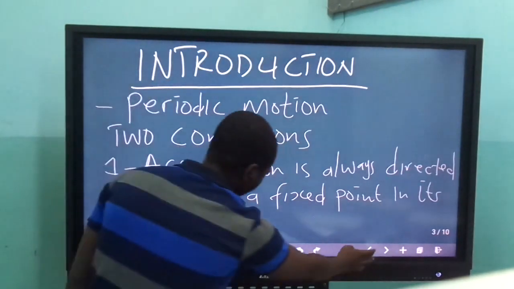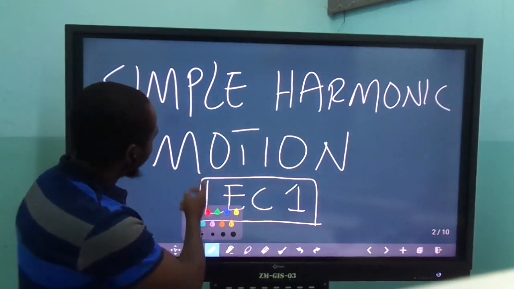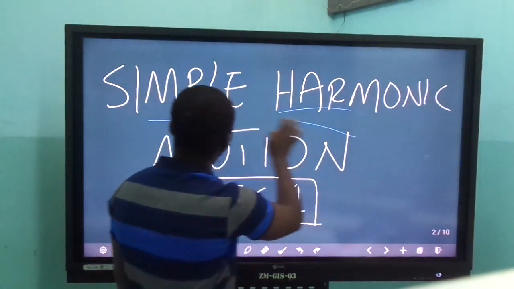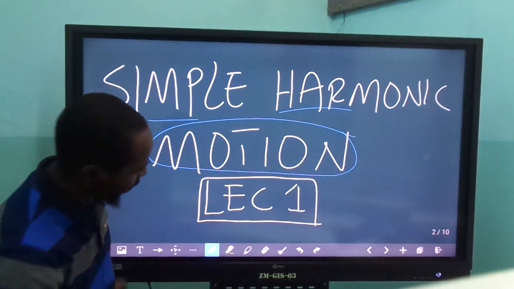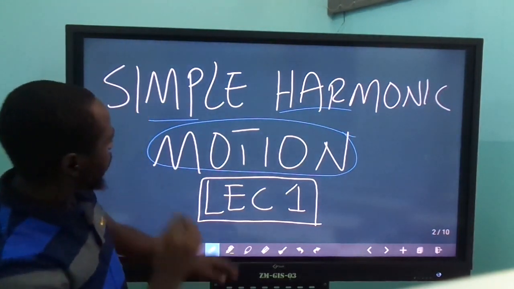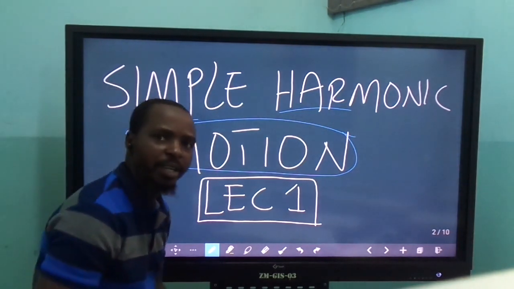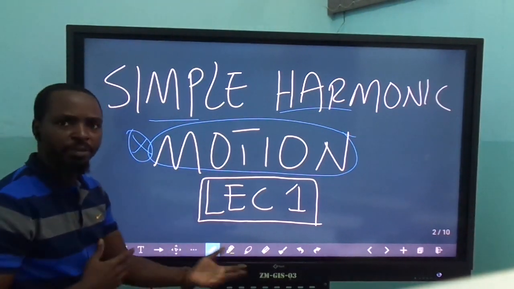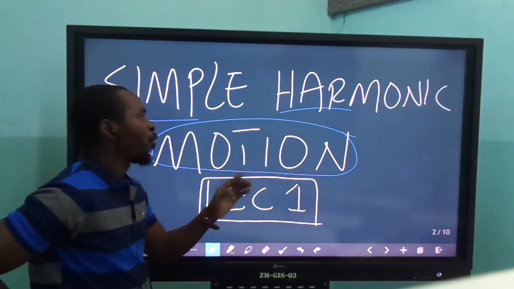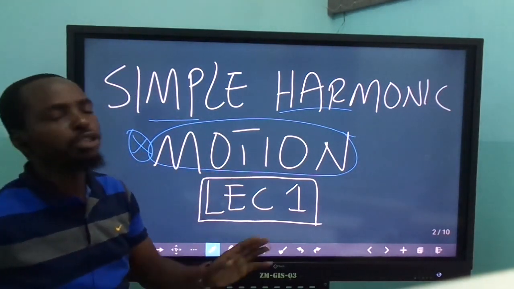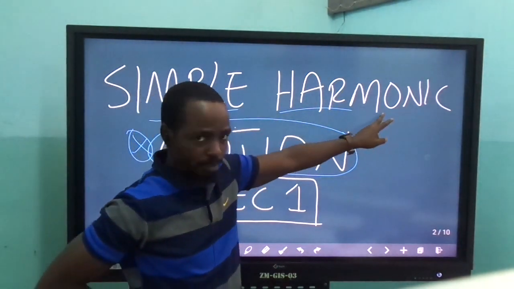Okay, so now the title is simple harmonic, and you've got the wave motion. So in this topic, we are going to start motion. When we are starting motion, we are just starting something that is moving. Something is moving, and we call that motion. Now, we are going to consider a certain type of motion that is called simple harmonic.